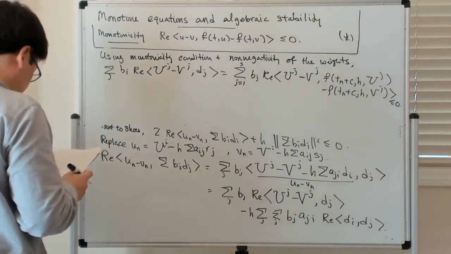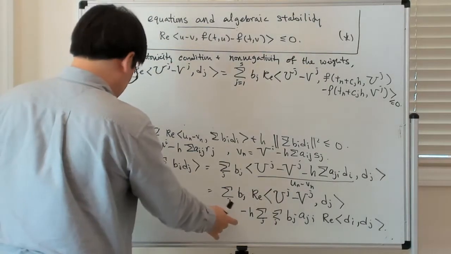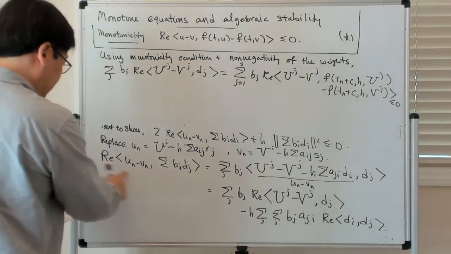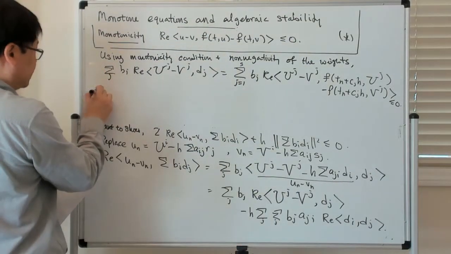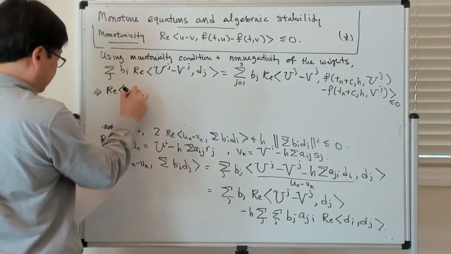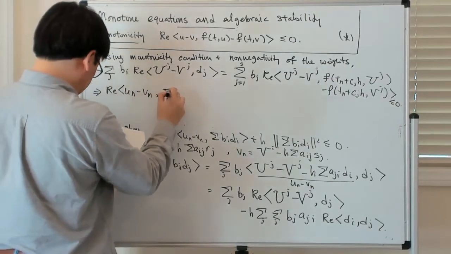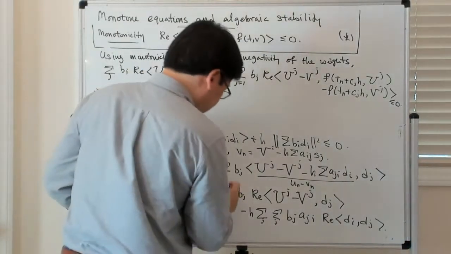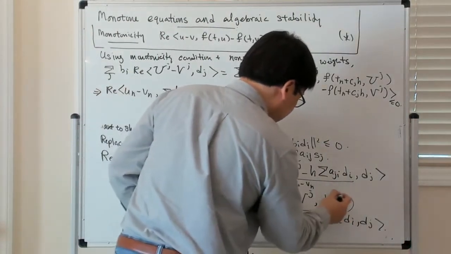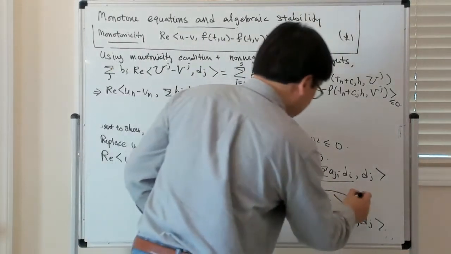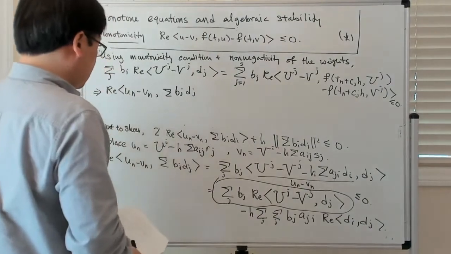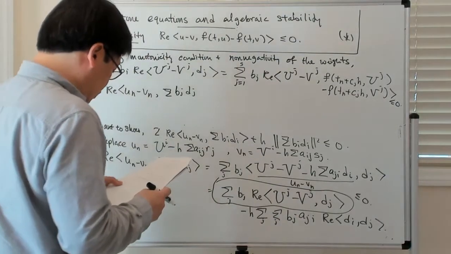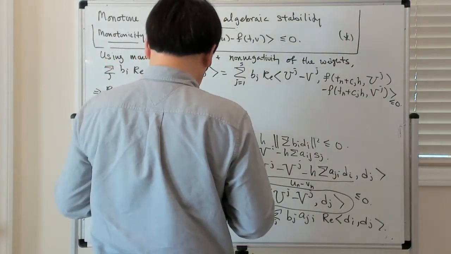So that means that you're just left with this other piece. You can relate this to this. So this implies that the real part of un minus vn sum of bj dj, I'm just giving you an estimate on this piece here. This part is less than or equal to 0, so you can get rid of that, and then you just have an inequality involving these two pieces.